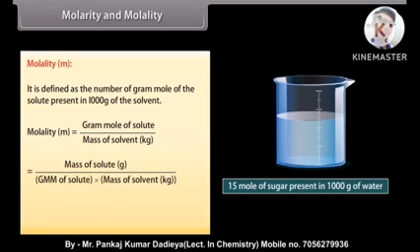Mathematically, molality is represented by small m is equal to Wb in grams divided by product of gram mole mass of B and Wa in kilogram. A solution containing 1 mole of solute per 1000 gram of solvent has molality equal to 1 and is called a molal solution.